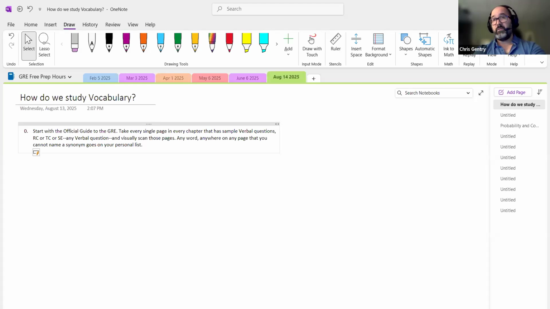Always start with the official guide because that is literally the people making the test telling you, hey, we have used this word in the past and there's a pretty good chance we would use it in the future. So begin there. The really difficult part about this is going to be the level of self-honesty when you don't know the word.